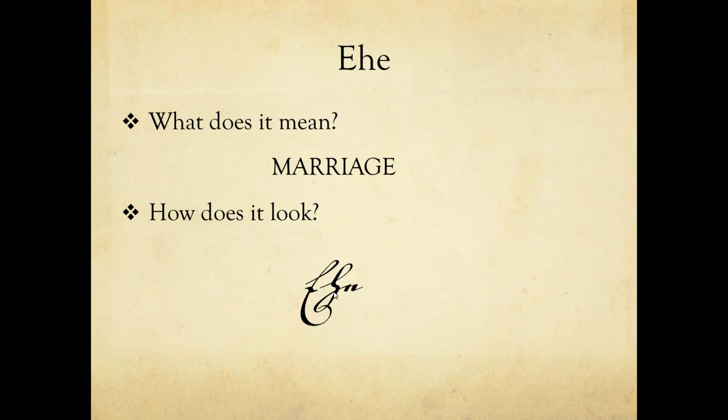If you watched the birth record video, I talked about how the H has a loop above the line of writing and a loop below the line of writing. And then the letter E, Ehe.